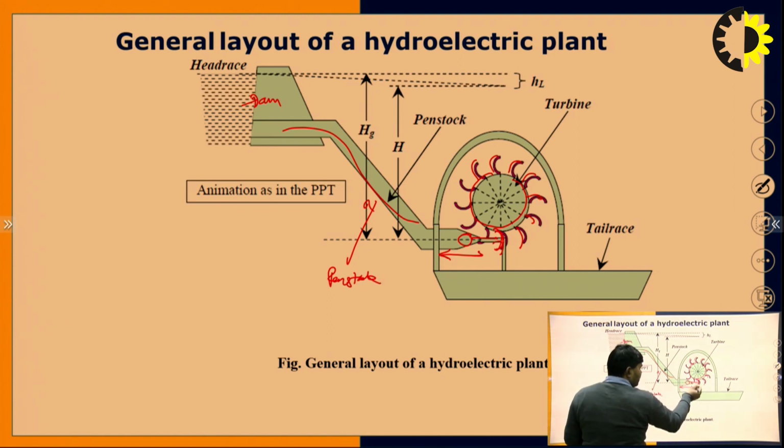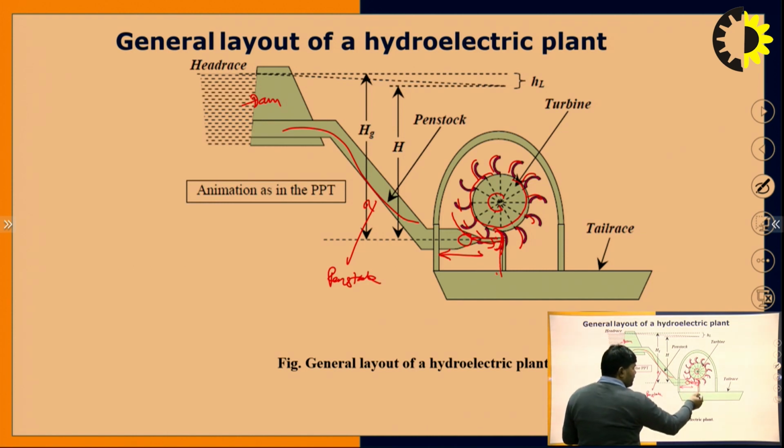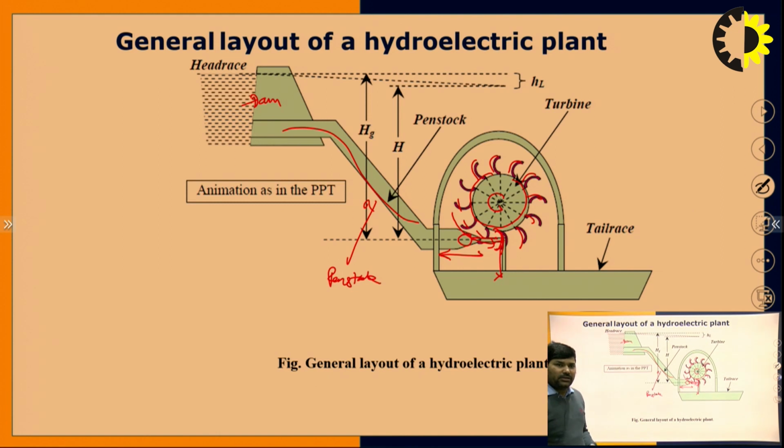First one impacts, then the second, third, and fourth, and there is continuous movement. After the strike of the water, it drops out through the tail race. This turbine is like the Pelton turbine, or we can say the impulse turbine.